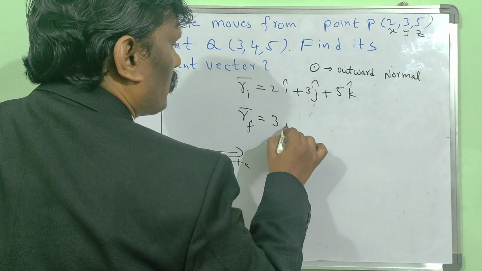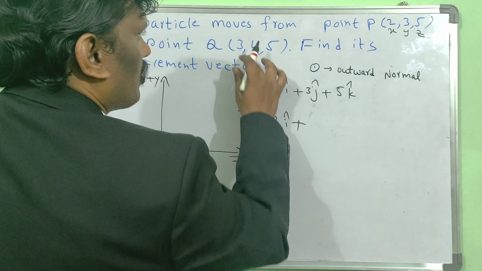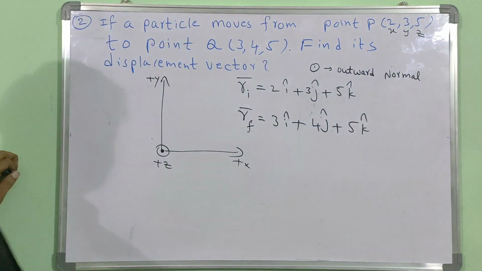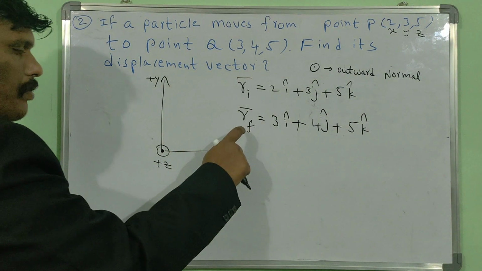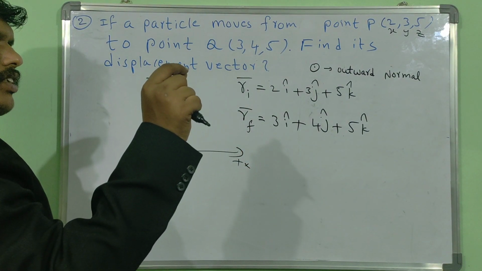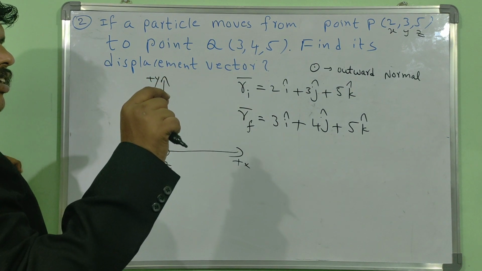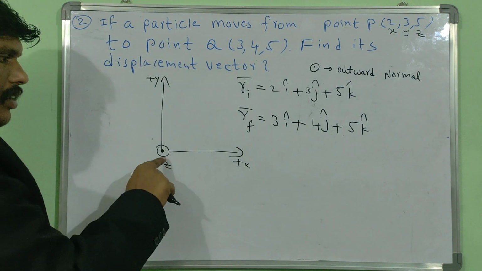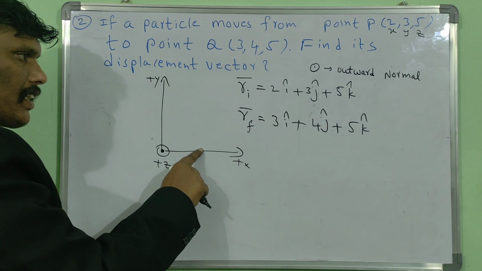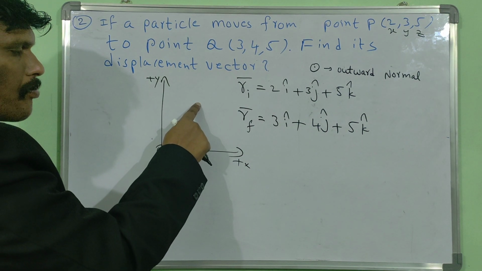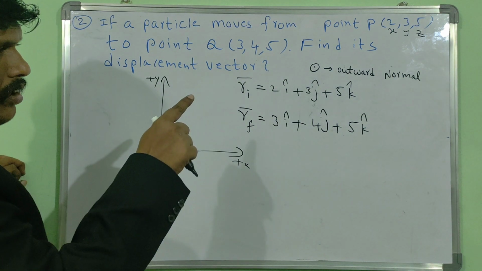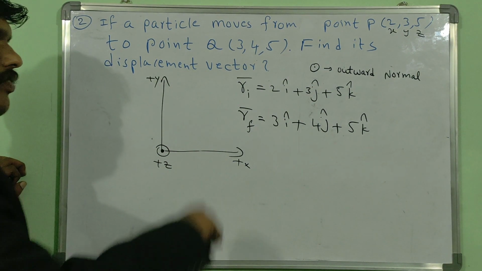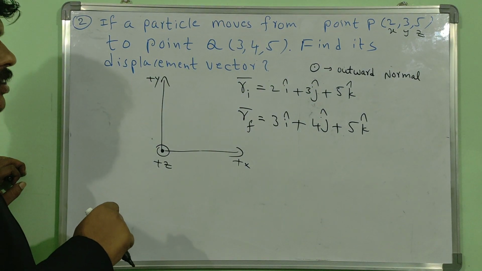3 units along the positive x direction, 4 units along the positive y direction, 5 units along the positive z direction. So that is the final position of the particle. The particle travels from one position to another position in space. That final position is 3 units along the positive x direction, 4 units parallel to the positive y direction, and 5 units along the positive z direction. So from the initial position to the final position, what is the displacement?